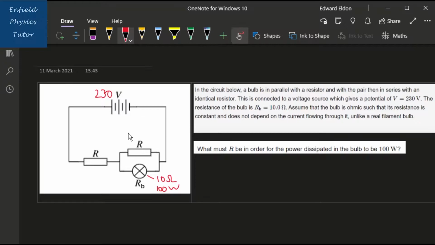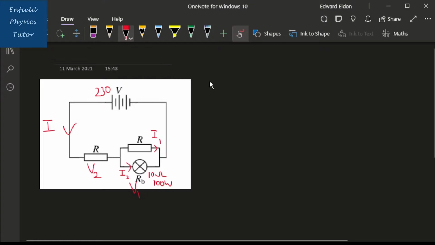Now let's label a few things on this diagram that will help us. So let's call this current I. We'll let the voltage across this first resistor be V2, and we'll let the voltage across the bulb be V1, and the current through the top of the parallel pair we'll call I1, and then the current through the bottom light bulb, or the only light bulb, we'll call I2, like this.